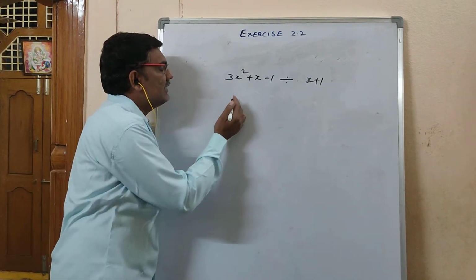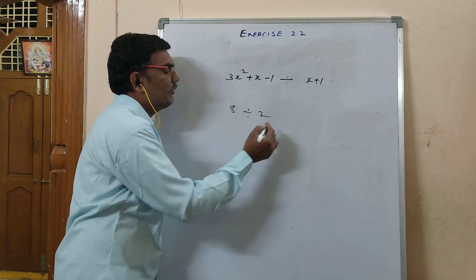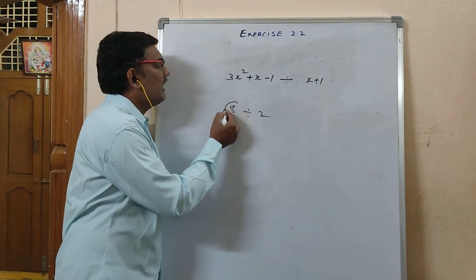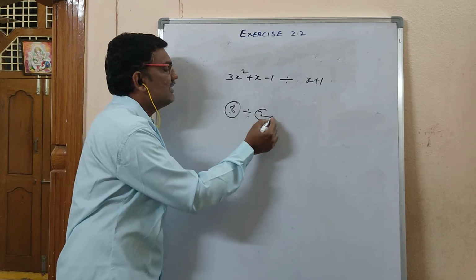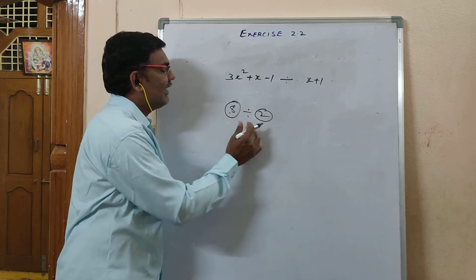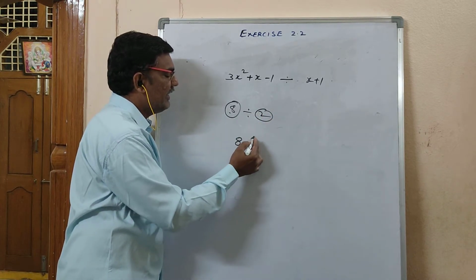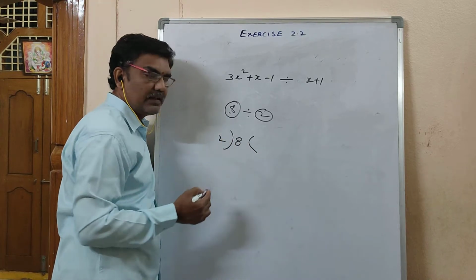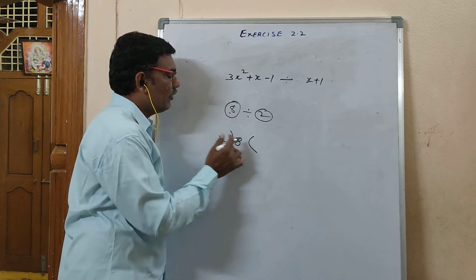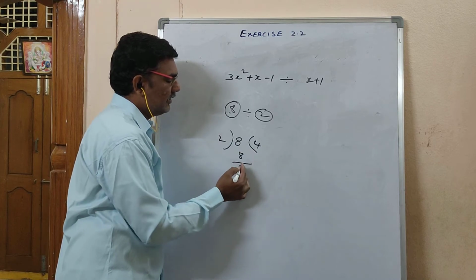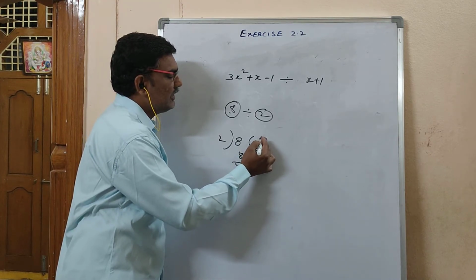Same, these divisions are like 8 divided by 2. So what is this? It is dividend. What is this? It is divisor. If it is there like this, how we have to write dividend here, divisor here? You should read 2 table or not? 2 4s are 8. This is called quotient.